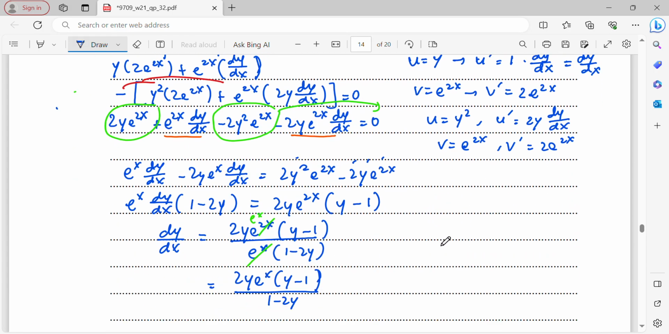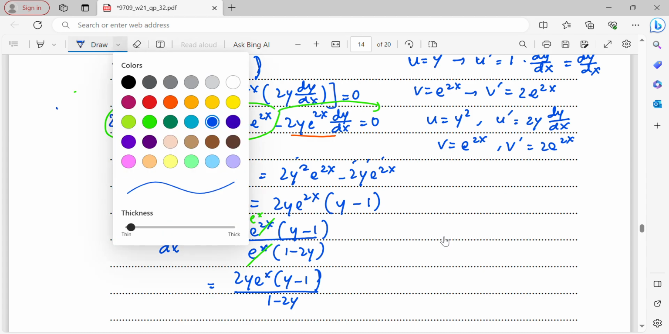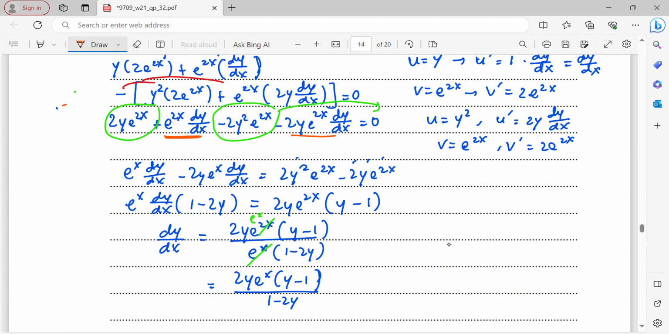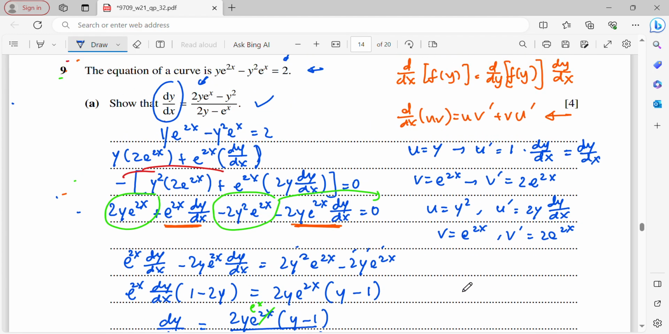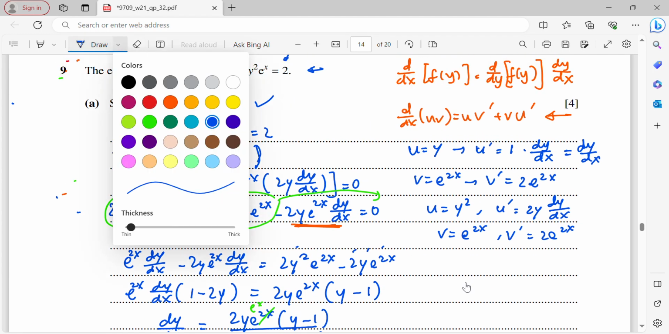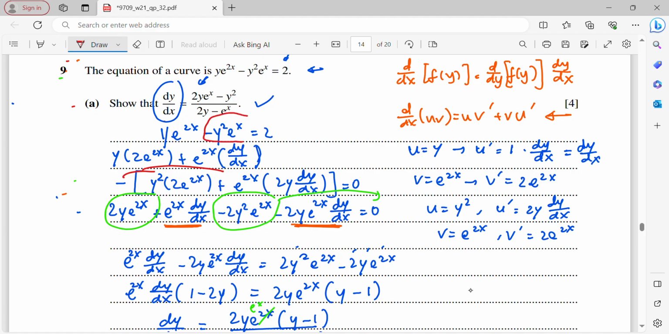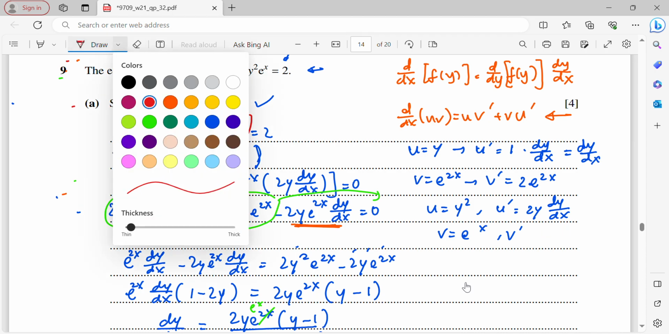Oh, I found the mistakes. It's here. Here is e^2x dy/dx. Here is 2y e^2x. So I missed out the 2, the degree 2. So e^2x, here is 2x. Here should be 2x. Okay, after that, look at here. This is e^x, but here I wrote 2x. So mistake. Here is x, right? Here is e^x. So I didn't notice that.